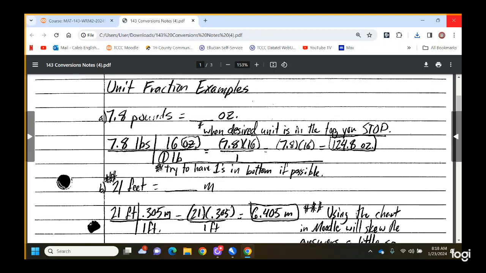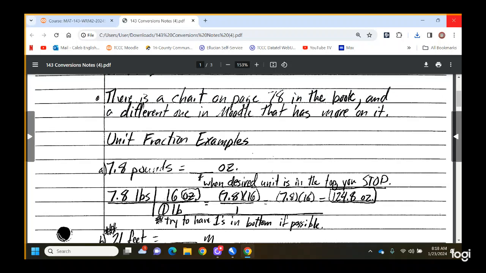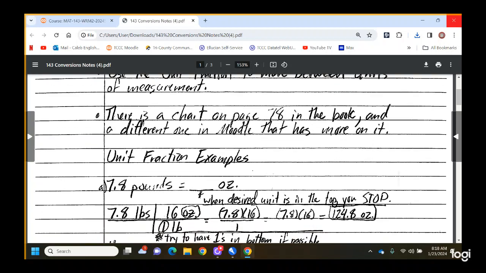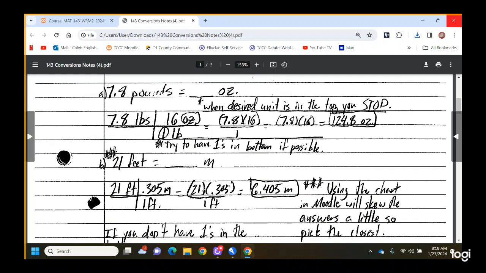So, again, the purpose of the unit fraction is to get out of one unit and into the one that they're asking for. With the way the unit fraction works, if you're just doing a single unit conversion, when the unit that you're looking for shows up in the top of the next column, that's as far as you have to go. And a good rule of thumb is to try to have as many ones in the bottom as you can, because that way you don't have to do a whole lot of dividing, if any.